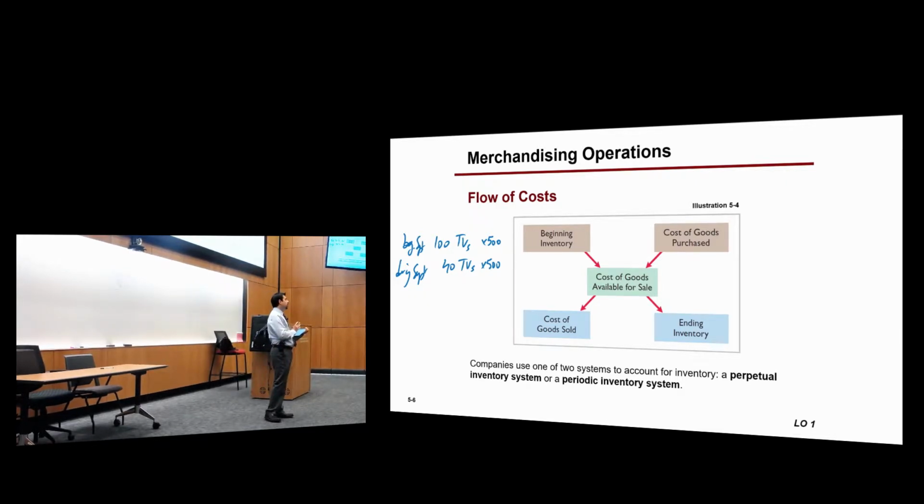Now how many TVs can the company sell in September? 140, exactly. They had 100, they purchased 40. So during this month, the cost of goods available for sale is equal to those two together. Right? So it's equal to 100 plus 40 TVs.